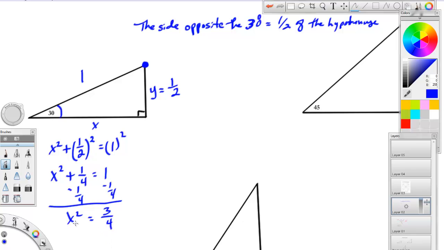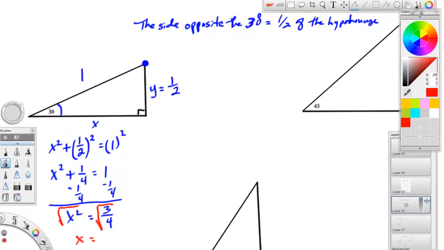Now, how do I solve for x? That's right, you square root it. You square root both sides. The square root of x squared is, of course, x, which is what we want. And the square root of a fraction, if you have the top and the bottom under the radical symbol, is just radical 3 over radical 4, and you do each one individually. Now, radical 3 doesn't simplify. Radical 4 becomes 2. So this length right here is radical 3 over 2.